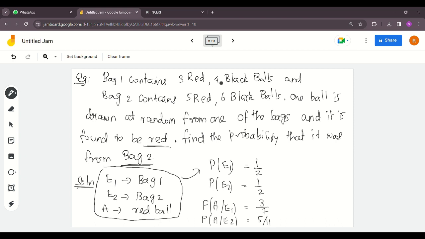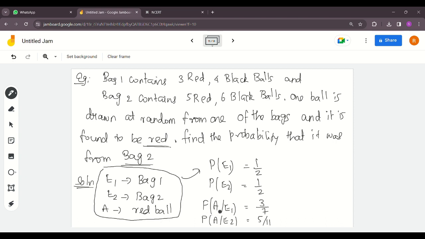Now what is the probability of E1? Probability of red from bag 1 is 3 out of 7. E1 is nothing but choosing bag 1. There are only 2 bags and you have to choose only one. So P of E1 is half, and P of E2 is also half, equally likely outcomes. And P of A given E1, what does this mean? The probability of A happening, that is, you have to choose a red ball from bag 1, because E1 has already happened.